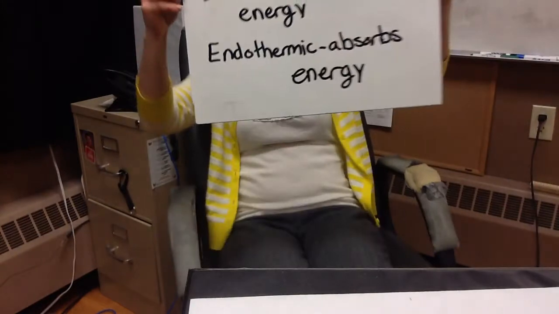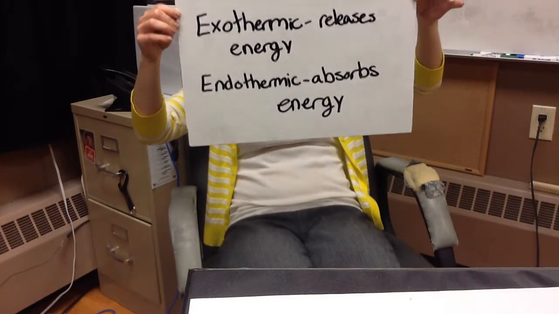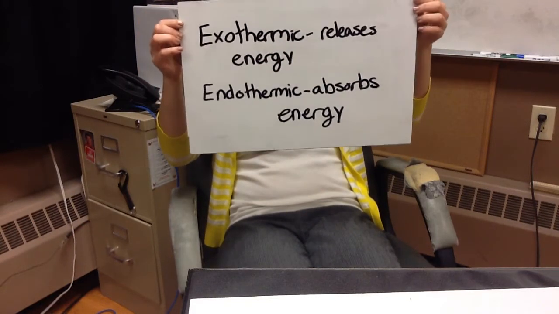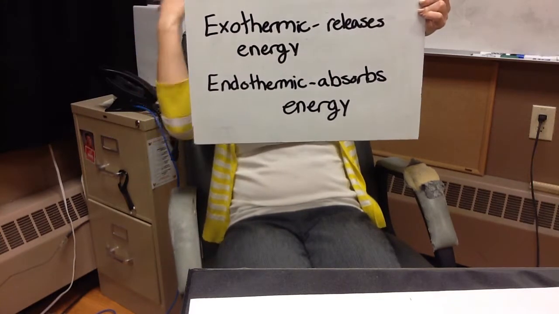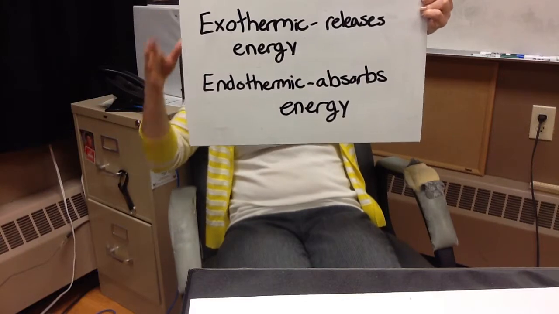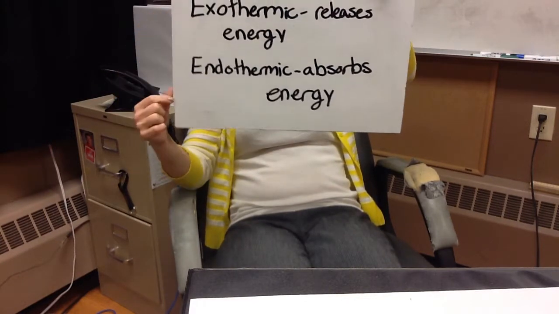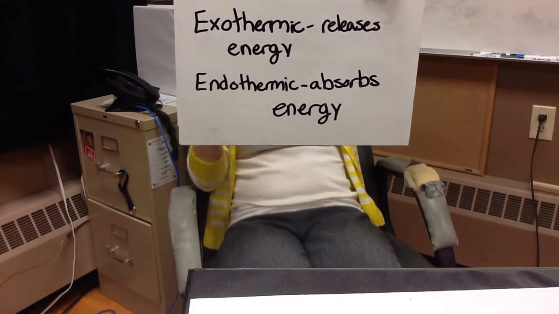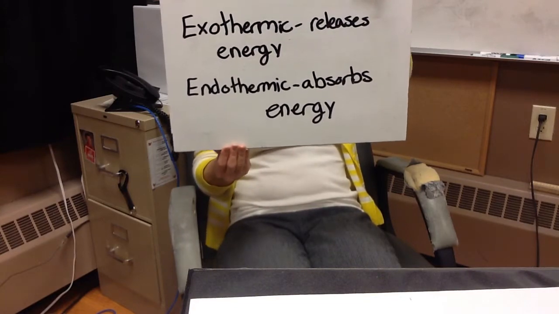So, exothermic reactions, as you remember, release energy. Endothermic reactions are the opposite. They gain energy. So when the reaction takes place in an exothermic reaction, energy is a product of the reaction. We have heat, light, sound, lots of things like that. Now, in an endothermic reaction, energy is taken up. So light is absorbed, or heat is absorbed during an endothermic reaction.